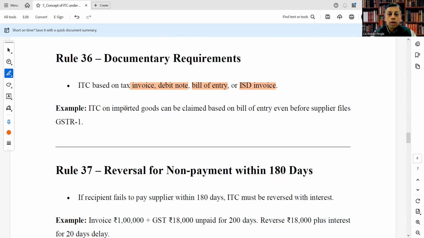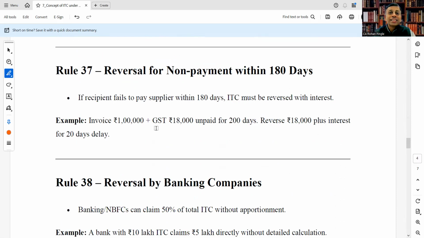Example, ITC on imported goods can be claimed based on bill of entry even before the supplier files GSTR-1. Very important: ITC on imported goods can be claimed based on bill of entry even before the supplier files GSTR-1. Next, Rule 37.